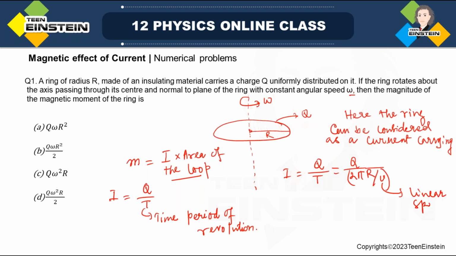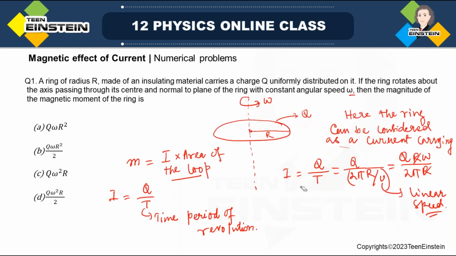Linear speed. All right, so we can just take Q v by 2 pi r. Then V is not given. What is given is angular speed, so I'll just convert this into angular speed. V is equal to R into omega. I'll write that here. R into omega. So this R and this R can cancel each other.